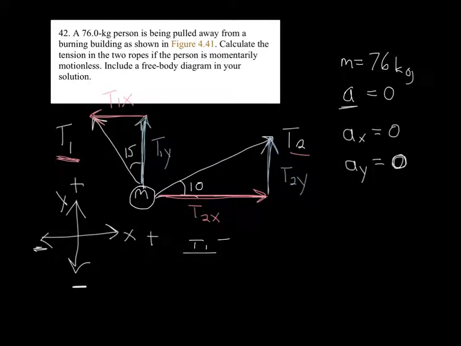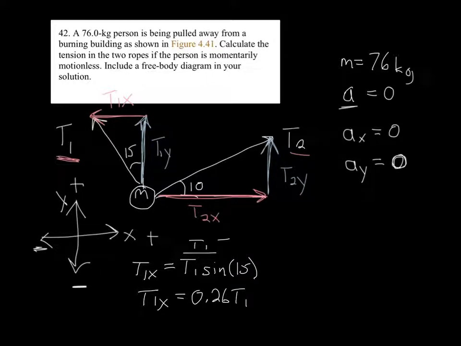So in the x direction, T1 in the x direction has to be equal to T1 times either the sine or cosine of this triangle. If I look, my angle is 15 degrees, and my x direction is actually opposite to that 15 degrees. So if I'm opposite to the 15 degrees, that's going to be T1 times the sine of that 15. And I can plug this into my calculator to find that T1 in the x direction is equal to 0.26 T1.